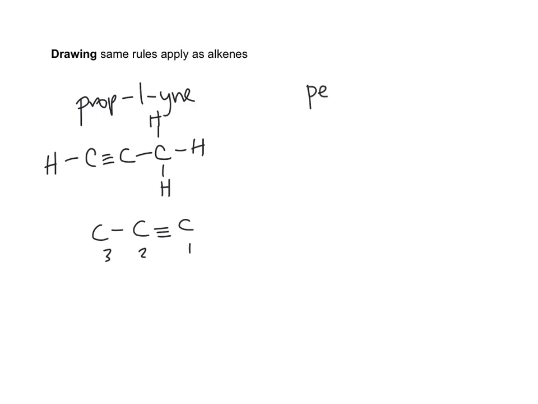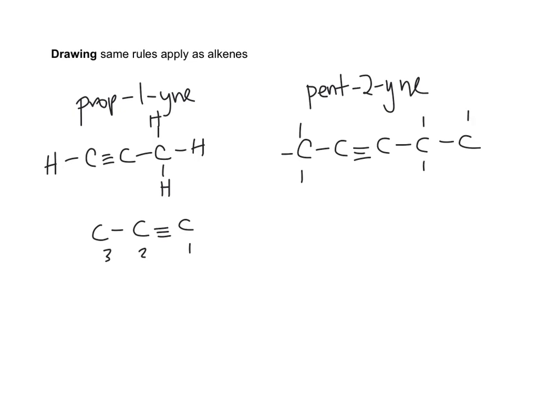Pent-2-yne, so we know the carbon chain is 5. After carbon 2, we have our triple bond. So then for the rest of the carbons put in enough lines to make 4 bonds on each carbon, and then place all of your hydrogens.